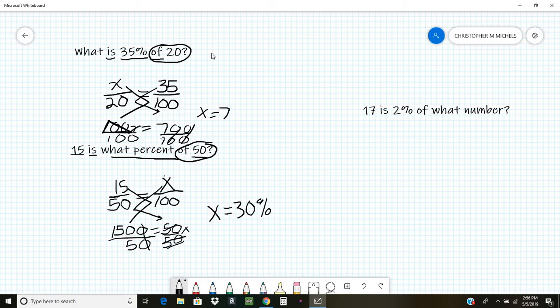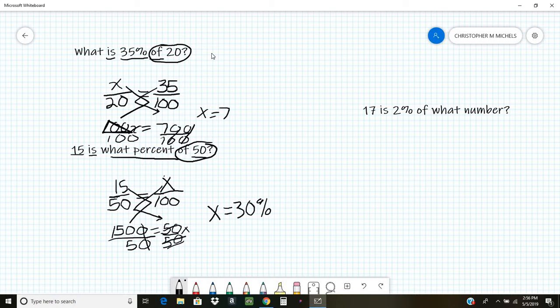So the first one we did was finding the percentage of a number, the most common. Next one is finding the percent when you have your part and your total. The third one is finding the base.